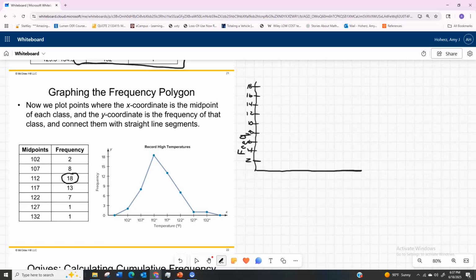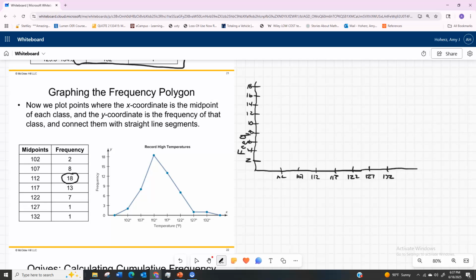All right, and then along the bottom, we're going to look at the midpoints. So the midpoints start at 102 and continue up by fives up to 132. Now, when you do this, make sure you leave a little bit of space at the beginning because we are going to do something here before the 102. So I'm going to mark the 102 here. So 102, 107, 112, 117, 122, 127, and 132.